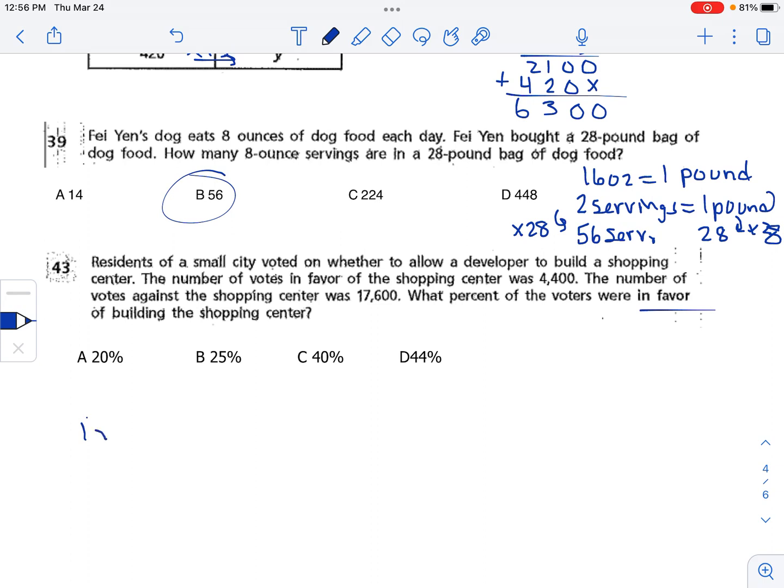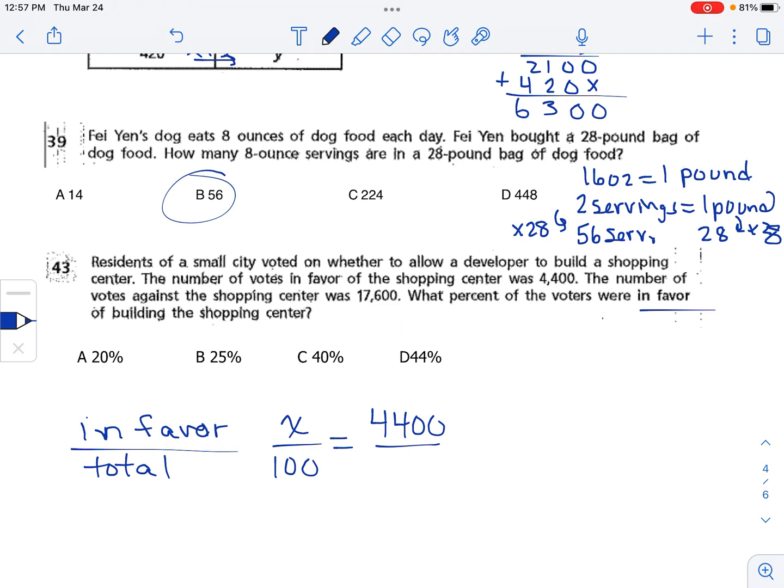So in our proportion, we want in favor compared to the total. We don't know the percent, that's what we're looking for, so it's going to go over 100. We know in favor was 4,400, and to figure out our total, we're going to have to add the in favor, 4,400, with 17,600. And that's 22,000.